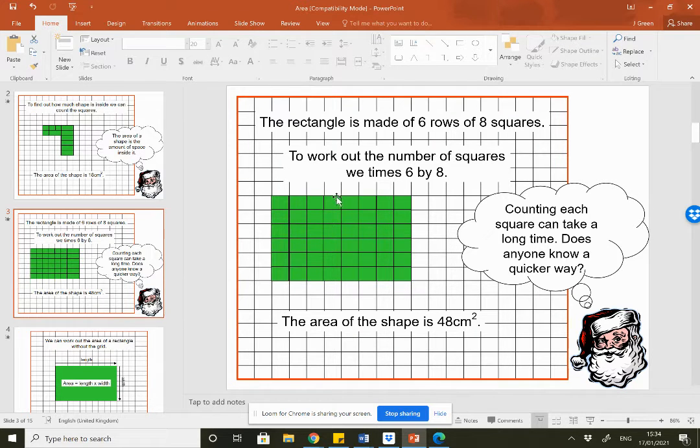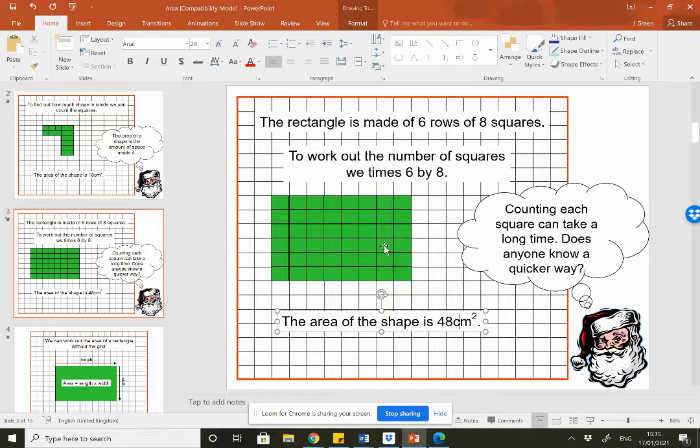1, 2, 3, 4, 5, 6, 7, 8. This is 8 across, and 1, 2, 3, 4, 5, 6 down. So 8 across and 6 down. So what we could do is go, this is 1 row of 8, this is 2 rows of 8, which is 16, 3 rows of 8, which is 24, 4 rows of 8, which is 32, 5 rows of 8, which is 40, 6 rows of 8, which is 48. Do you see why I make you do Times Table Rock Stars so much? Learn those tables. It makes life so much easier.